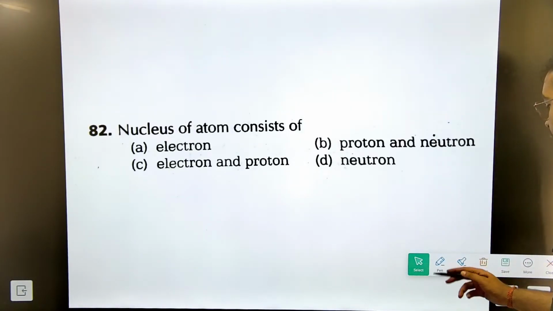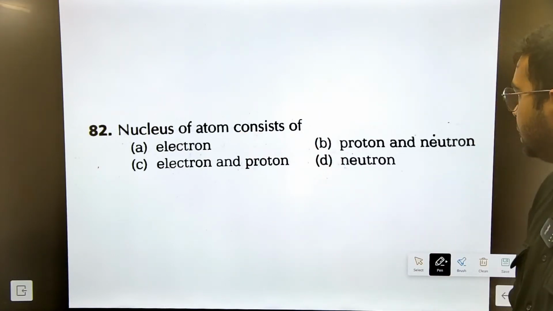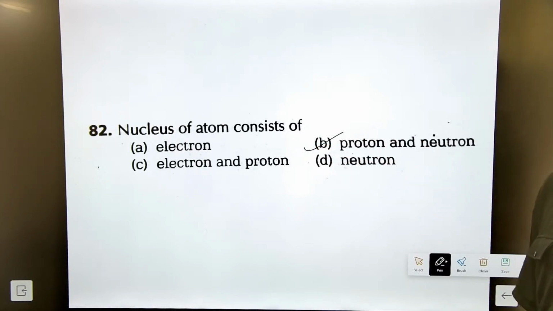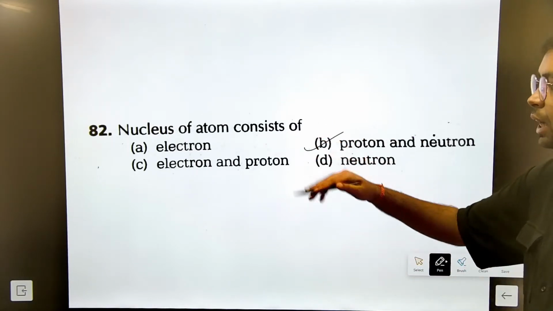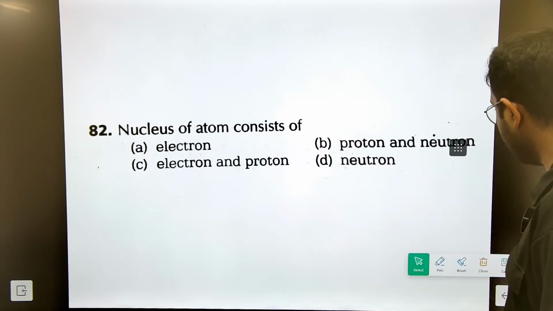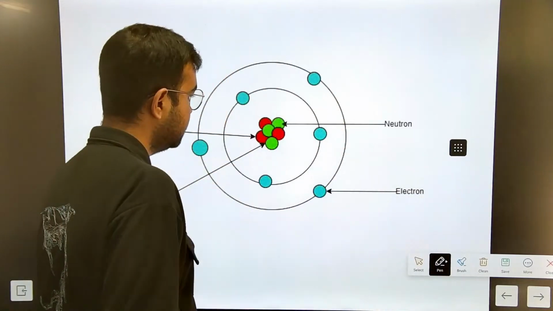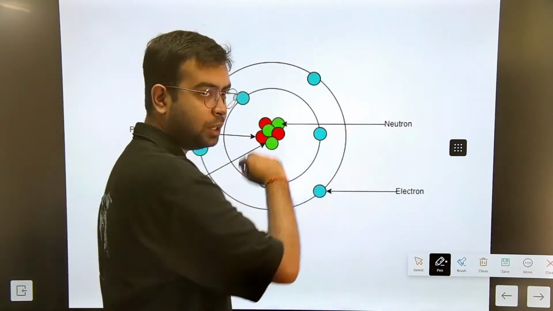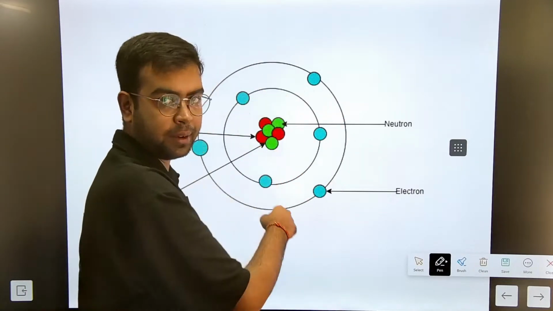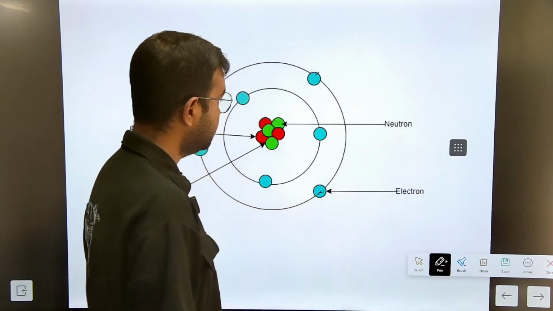Now, this we have discussed before. Nucleus of an atom consists of what? Nucleus of an atom consists of option B, protons and neutrons. Electrons are inside the atom, but they are outside the nucleus. I'll show you in the diagram on the next page. See, this is the interior of an atom. These round things are the orbitals, and on the orbitals the electrons are rotating. These are the electrons. See, it's labeled.